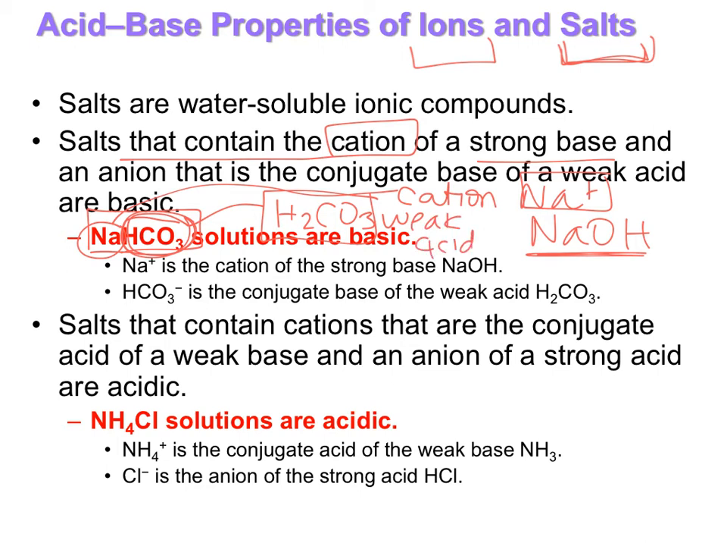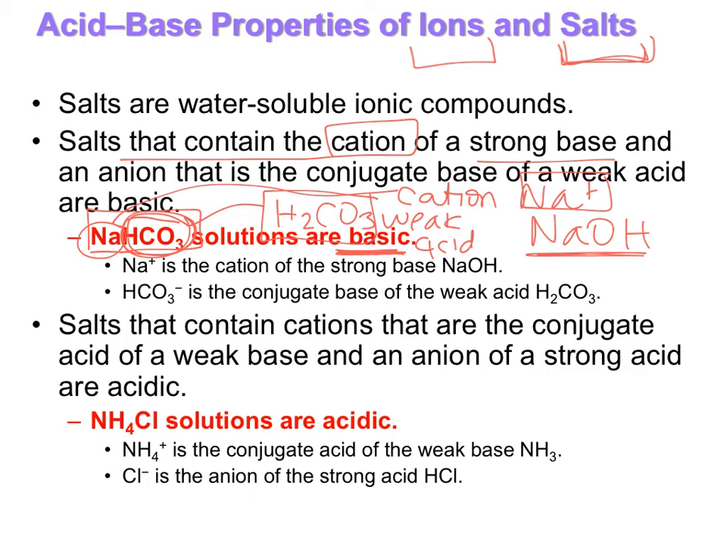So you have to kind of go back and think, okay, these separately, what are they? If the anion comes from a weak acid and the cation comes from a strong base, then you have a basic solution overall. So just giving you a second to look at that.